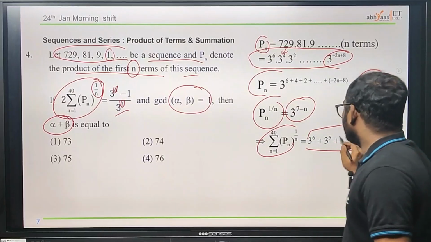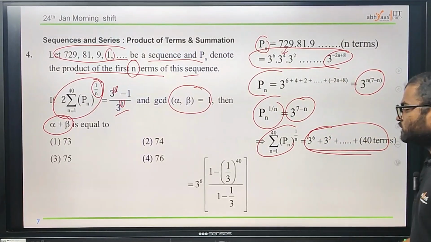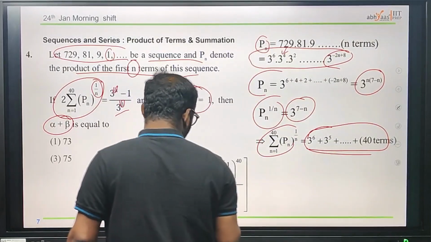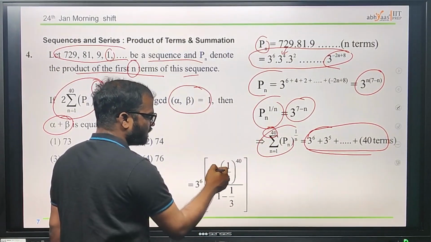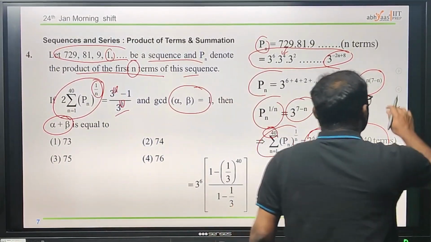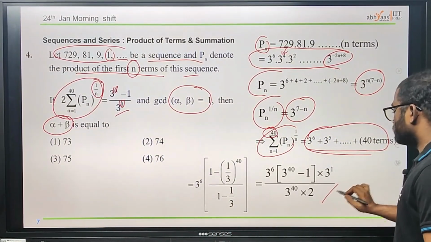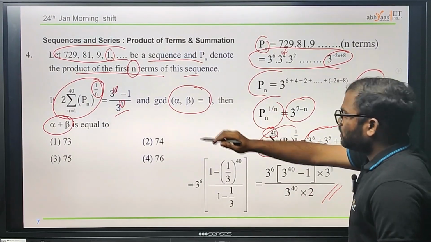And now we need to find this one, which is in the GP term. By using the nth term of GP, we can easily solve this one, which is up to 40 terms. Therefore we can easily find 1 minus r power 40 over 1 minus r. By using that we can solve this one. That's how we got the further simplification, which we can easily compare with that.